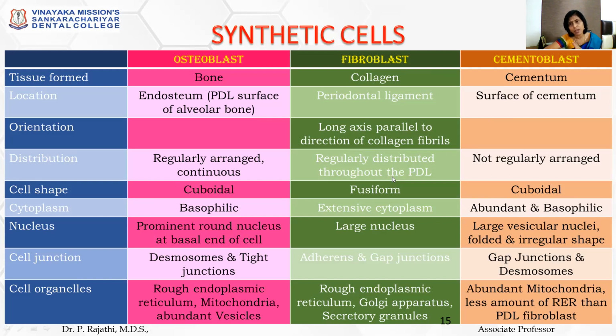Coming to cell organelles, all these cells are synthetic cells, right? I've already said a general cytologic criterion for a synthetic cell is that it has increased rough endoplasmic reticulum, Golgi complex, mitochondria, vesicles, or secretory granules. So in case of osteoblast, you have more rough endoplasmic reticulum, mitochondria, and abundant vesicles. Whereas in cementoblast, there is less rough endoplasmic reticulum compared to fibroblast cells, but abundant mitochondria. Fibroblasts have rough endoplasmic reticulum, Golgi apparatus and secretory granules.